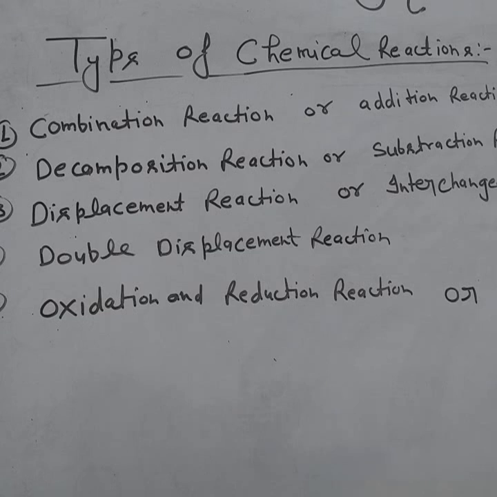Today's topic is types of chemical reactions. In the last topic, I explained what chemical reactions are, or what the relation of chemical reactions and chemical equations is. In this topic, I will explain the types of chemical reactions. Which types of chemical reactions are present in this chapter?